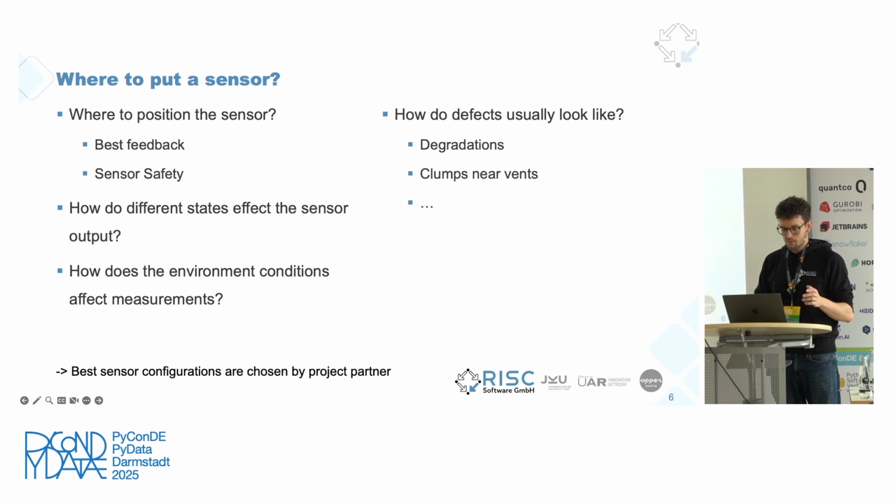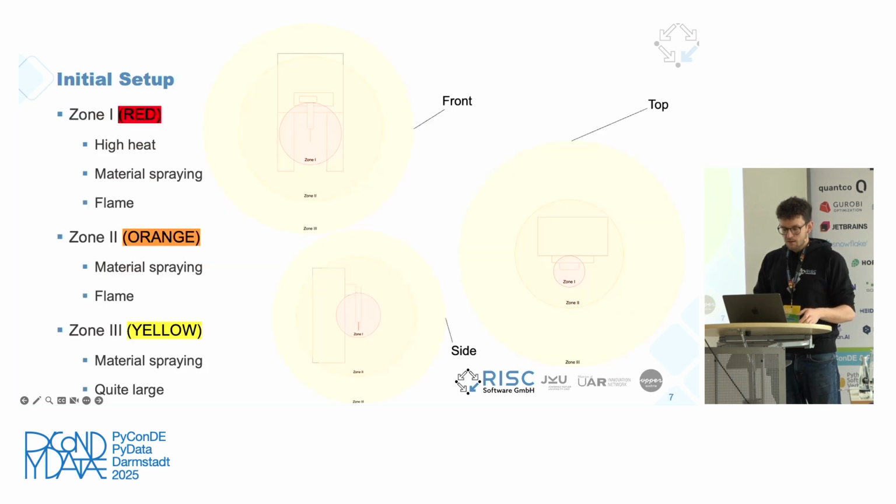More on that later. So the danger zones we defined, if you can see the front of the machine on the top left, you have the flame part and the nozzle part, which is quite dangerous and you don't want anybody here. After that, you have a larger zone where you have material spraying around, and of course the flame and heat. And the last zone around the machine is quite big, and is actually still quite dangerous for spraying material.